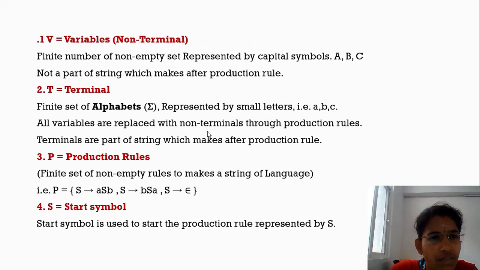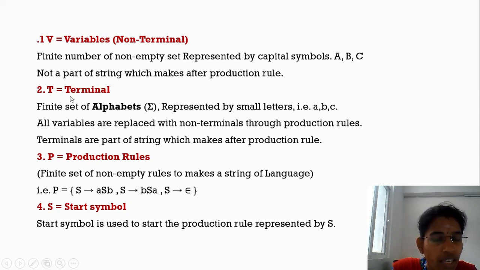What are variables? Variables are nothing but capital symbols like A, B, C, as represented in the slide. This is a non-empty set. These capital letters A, B, C are used in our production rules. Both variables and terminals are used to generate the production rules.